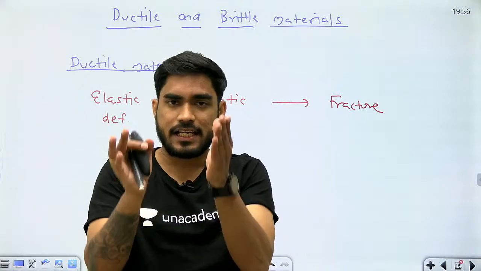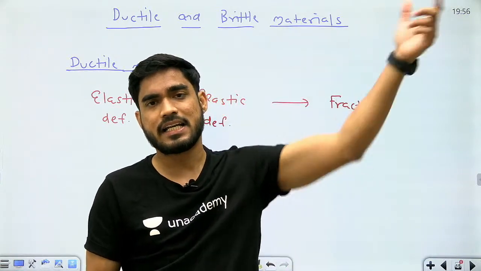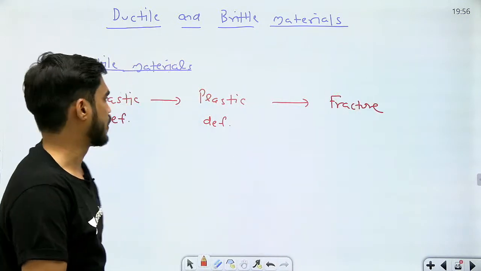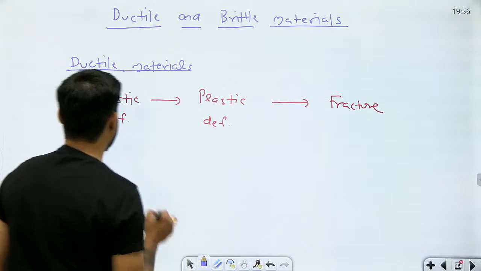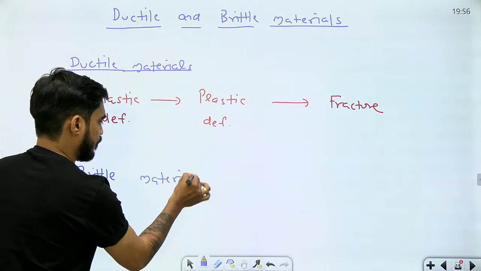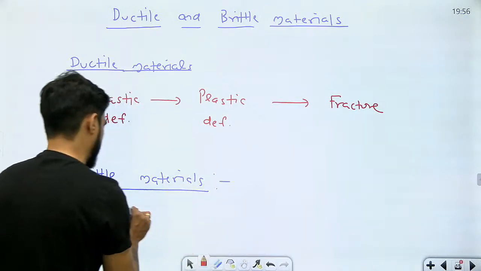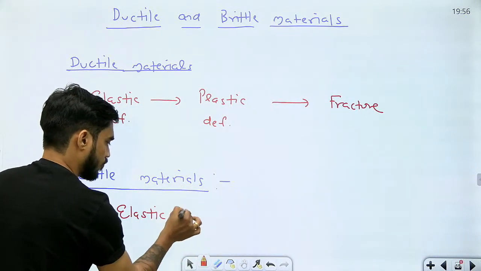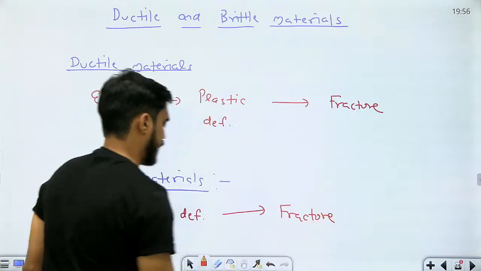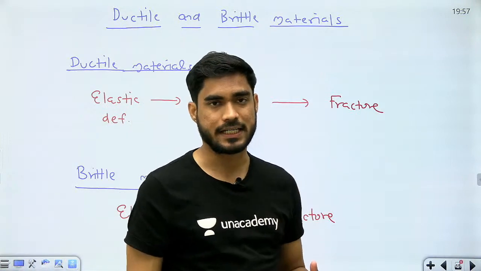मैंने load लगाया, initially load was small, elastic deformation. Then the load became large, plastic deformation, and then I keep increasing the load, and the material will fracture. Okay. But in case of brittle materials, there will be elastic deformation, and then the material is going to fracture. There will be no plastic deformation in case of brittle material.